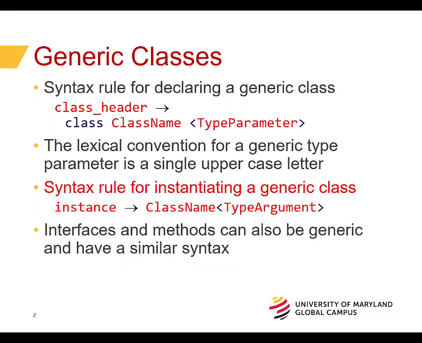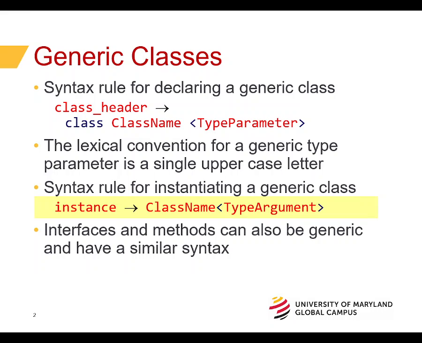To use a generic class, it must be instantiated. Next, we consider the syntax required for such instantiation. To instantiate a generic class, we must supply a generic type argument. Let's consider the specific syntax that is required.